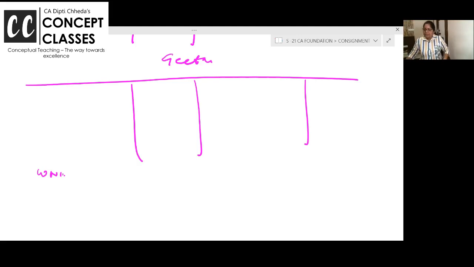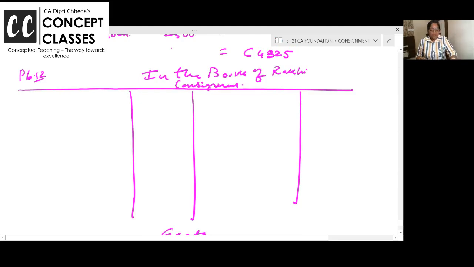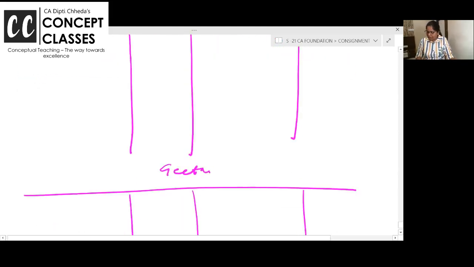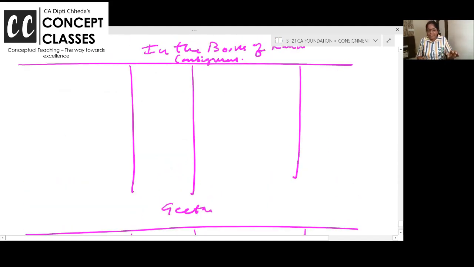Okay. Chalo, let us start with this problem. Problem number 12 we are doing in your material. And in the books of Rakhi, consignment account and Geeta account supported by working notes. We are doing it together. This is homework I always give, but now we are doing it together. So you also solve with me as if you are doing it on your own.